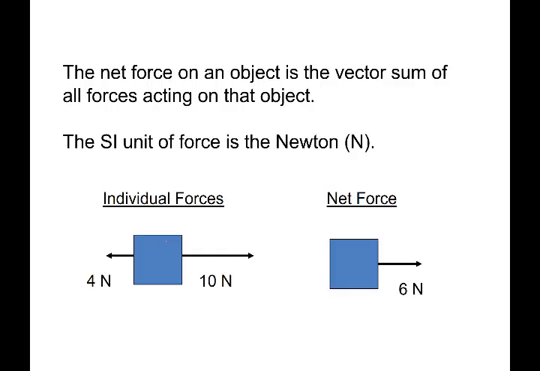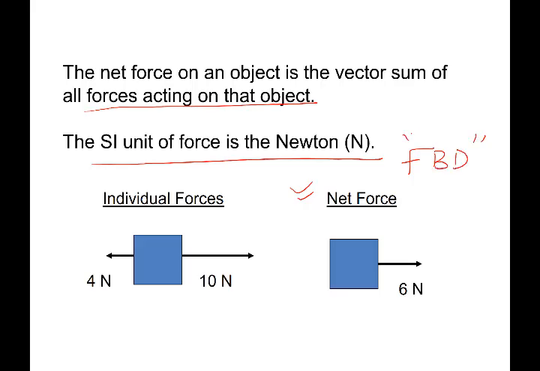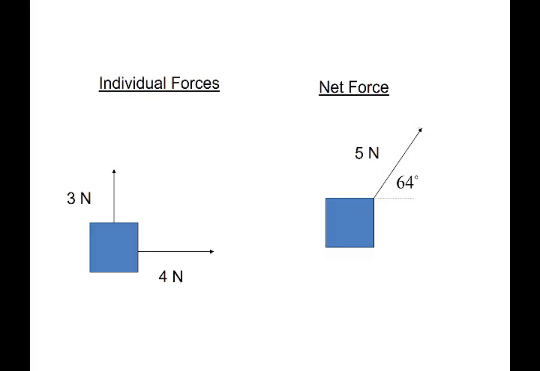The net force on an object is always given by the vector sum of all forces acting on the object, and the SI unit of force is called Newton. We will talk more about this when we are talking about free body diagrams. This part will be explained in Newton's second law.